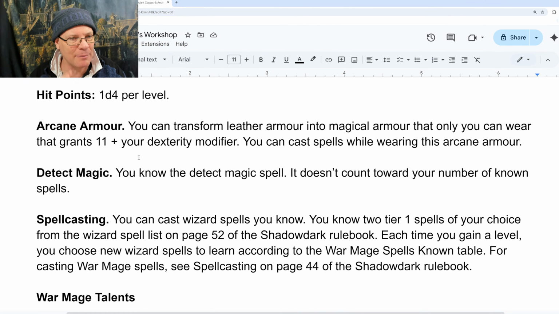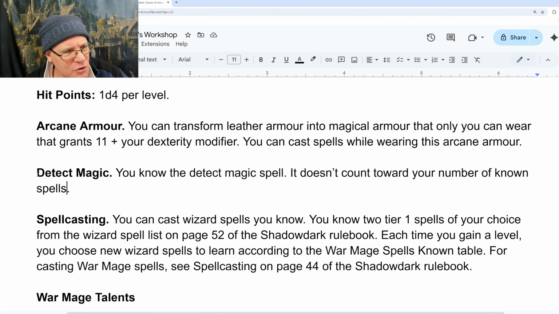And since I think the armor aspect of the War Mage is the most important aspect of it, and the fact that you probably have some training in some other weapons outside of the two that you would normally get for a wizard, those are the things that are probably more important to focus on.